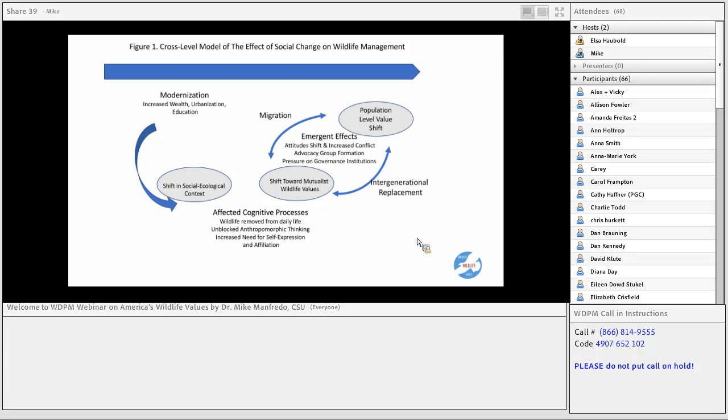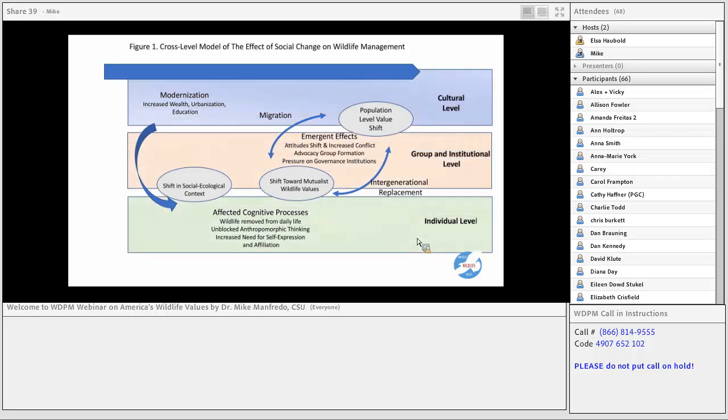This resulted then in population level value shift, and here's where I want to bring out the point that I'm going to talk a lot about population level value shift, and the things that affect that are a little different than what affects the individual. What I have here is a multi-level model that has individual effects but also cultural level effects. The things that affect a population, like a state level composition of values, would be things like migration and then intergenerational replacement, because I said values don't change within a person's life, but they do change over generations. Okay, there's the model.